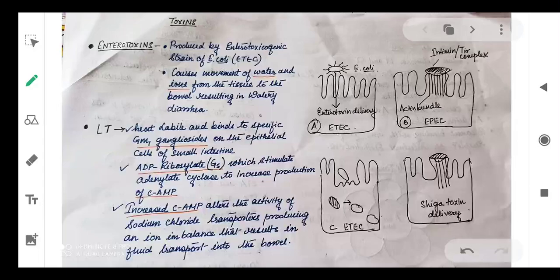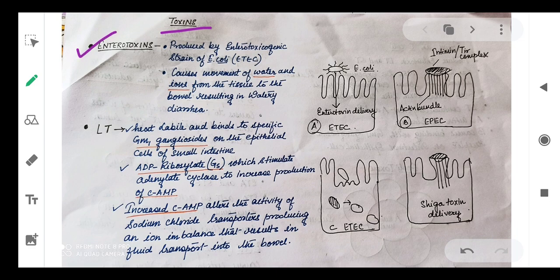Good morning, students. So today in this video I will be continuing with enterotoxins and your Escherichia coli, which we have started. So we have discussed the general basic characteristics of Enterobacteriaceae and E. coli. So today we will be discussing the toxins which are produced by E. coli. Now first is your enterotoxin.